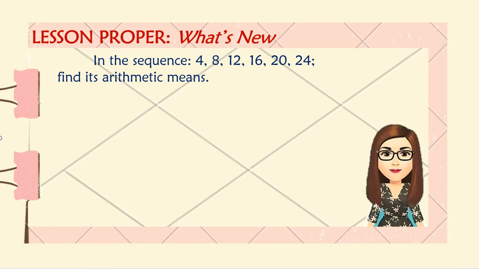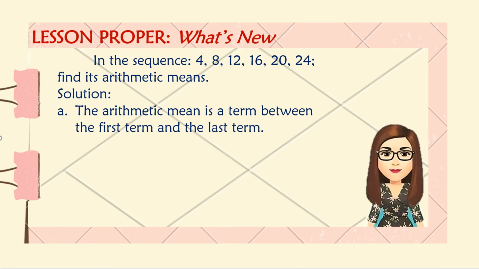Okay, so identify muna natin. So dito sa sequence na to, asan dyan yung tinatawag nating arithmetic means? Okay, so let's have our solution. So the arithmetic mean is a term between the first term and the last term. Okay, so yun yung tandaan natin na pag sinabi natin arithmetic mean, siya yung nasa pagitan ng first and last term. So for example, dito sa 4, 8 at saka 12, ano yung nasa pagitan niyan? 8. So ibig sabihin, yung 8, yun yung arithmetic mean natin.